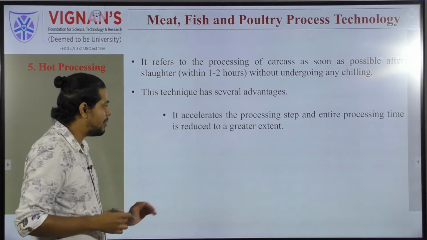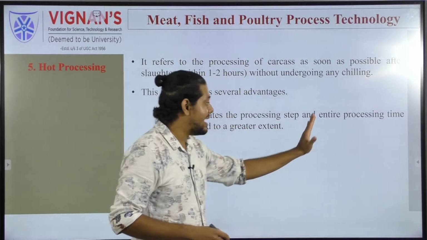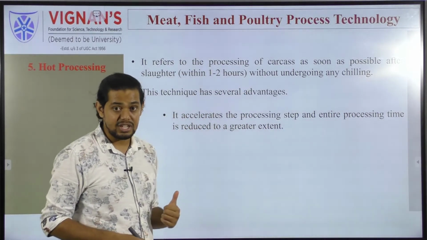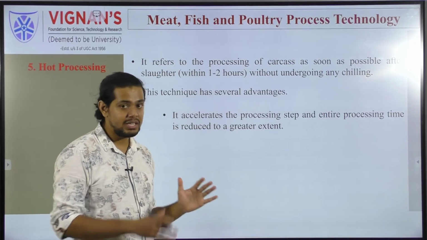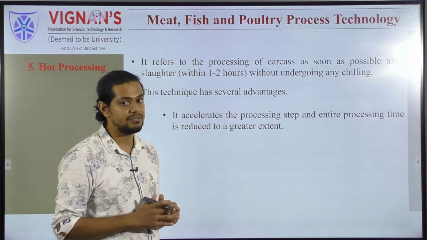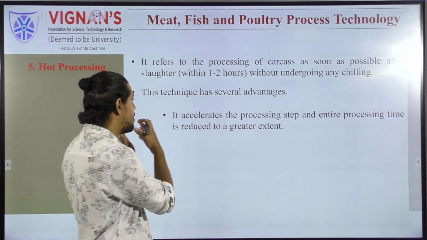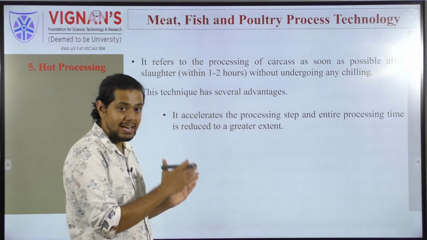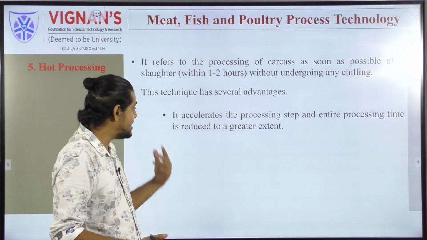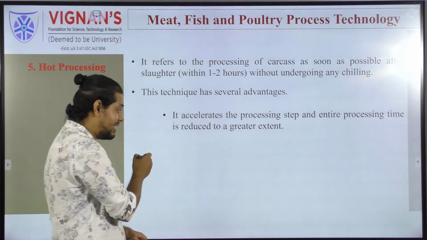The primary advantage is that it accelerates the processing step and the entire processing time is reduced to a greater extent. As soon as the animal is slaughtered, it will be skinned, the evisceration will happen, and then immediately it will be subjected to cooking. So the time lag is not observed in hot processing. The animal is culled and then prepared into a beautiful dish. That is one thing to take into consideration, as it is an added advantage.